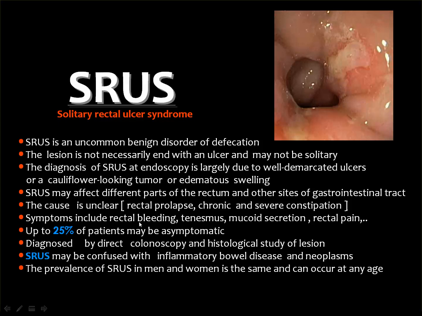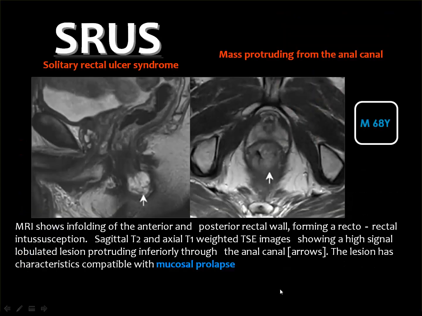The symptoms include rectal bleeding, tenesmus, mucoid secretions, rectal pain, and about 25% of the patients are asymptomatic. The main diagnosis is by direct colonoscopy and histopathological study of the lesion. The solitary rectal ulcer syndrome ulcer may be confused with inflammatory bowel disease and neoplasms.